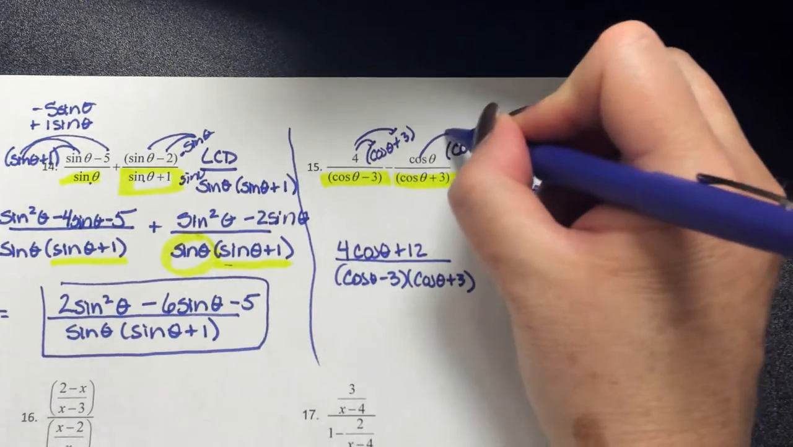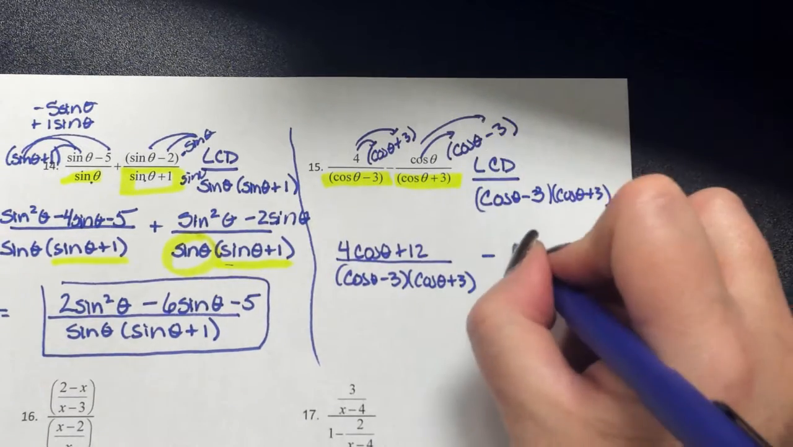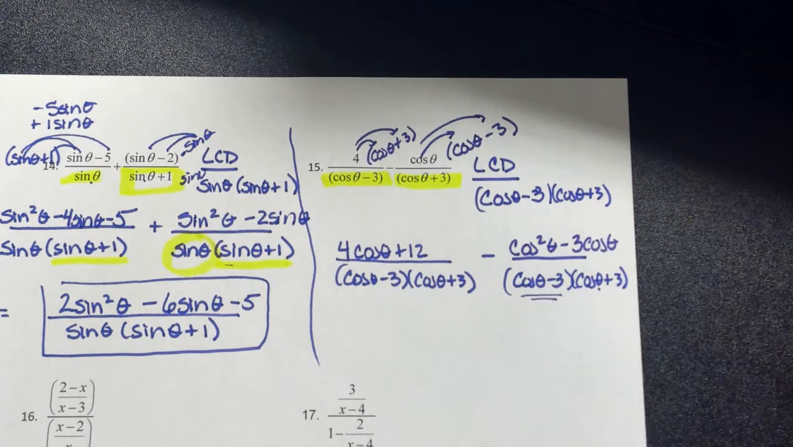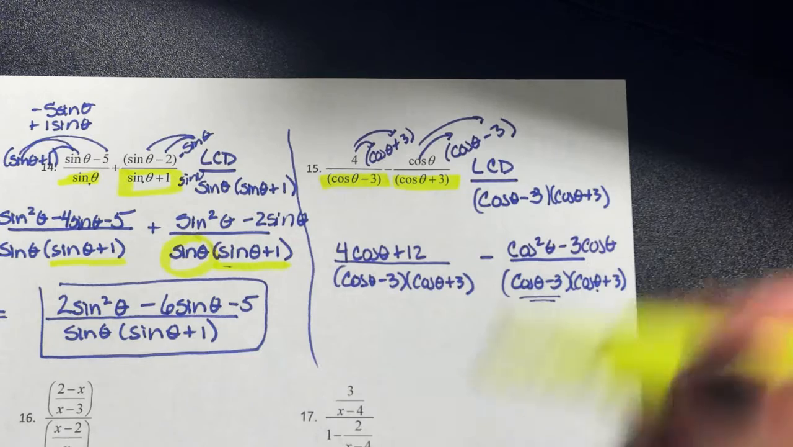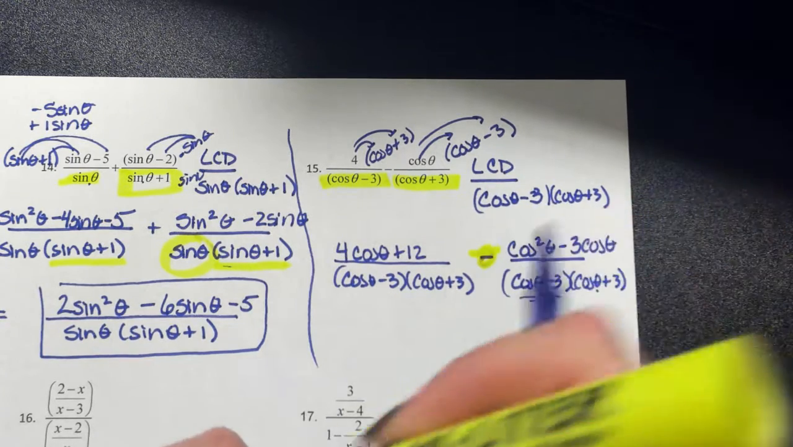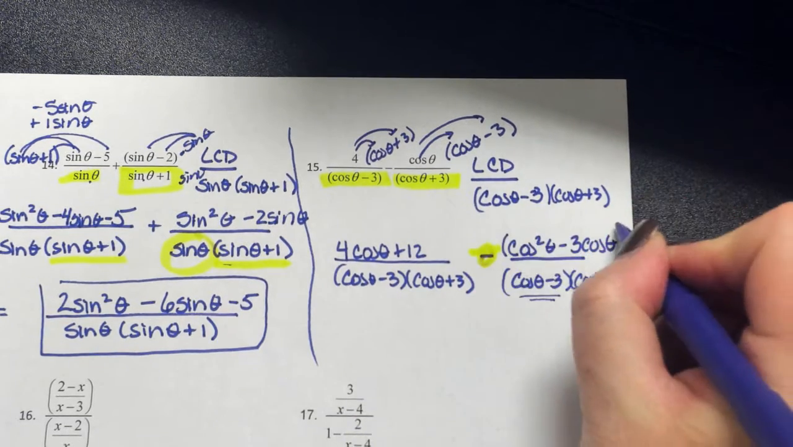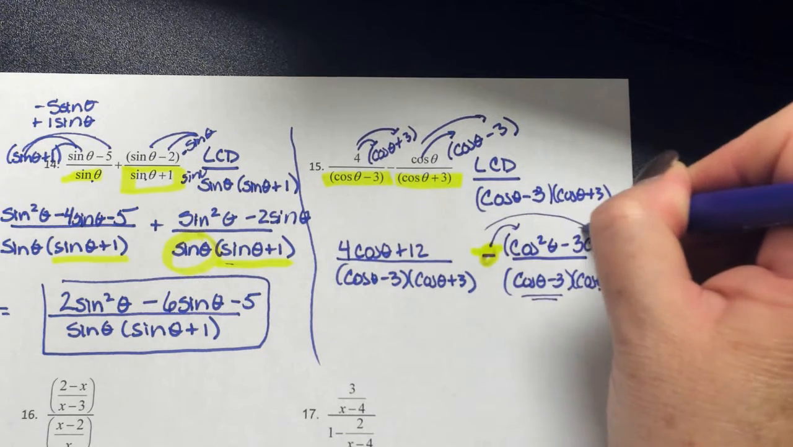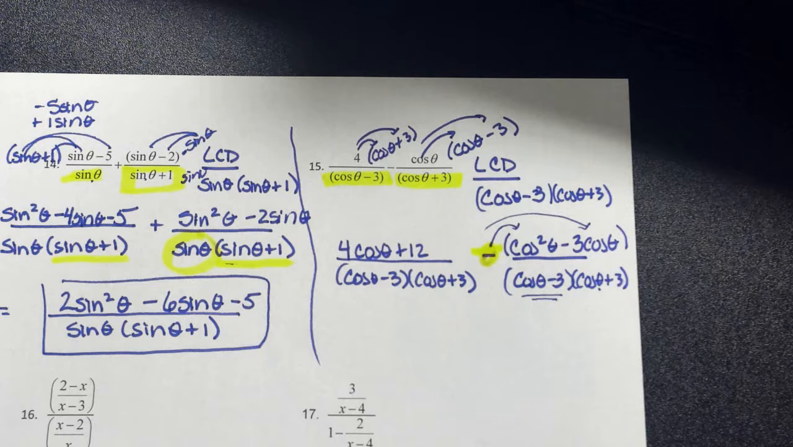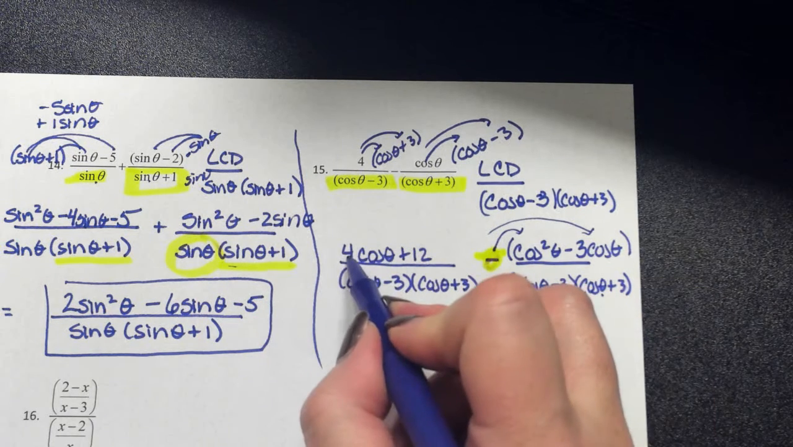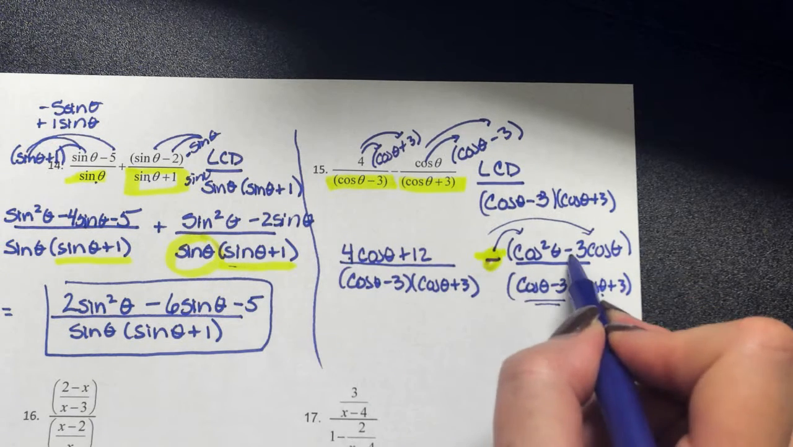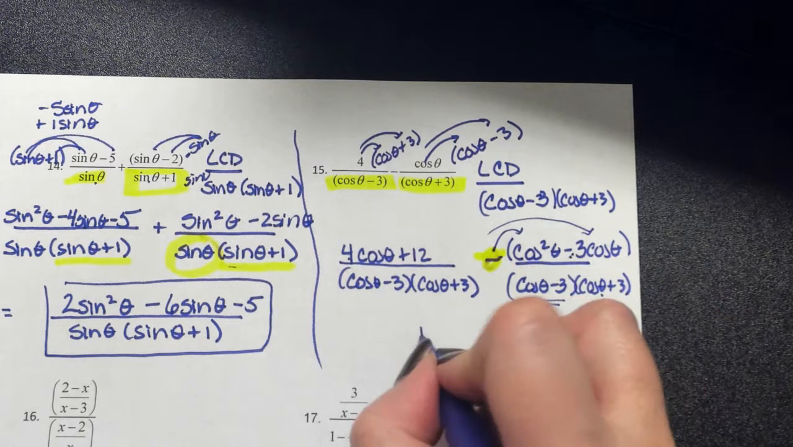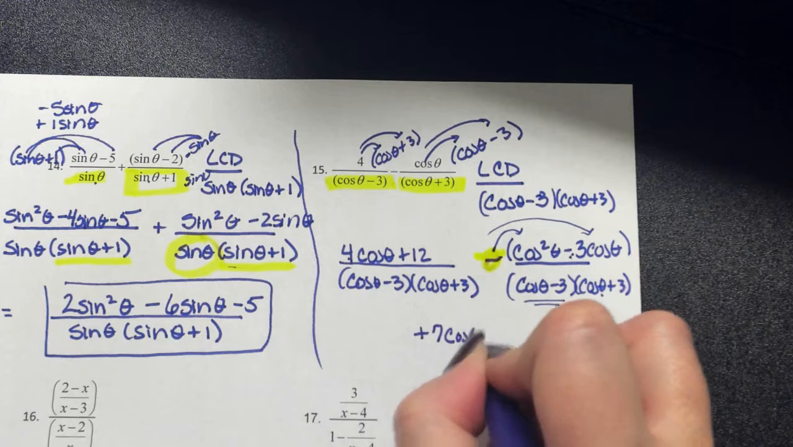I have to distribute the cosine. So that gives me a cosine squared theta minus 3 cosine theta. Don't forget this is subtraction. So again, there's parentheses around numerators and denominators of fractions. So you've got to remember to distribute the subtraction sign all the way across that numerator. So I have a 4 cosine theta minus negative 3 cosine theta. So minus and negative becomes a positive. So now I'm going to have plus 7 cosine theta.